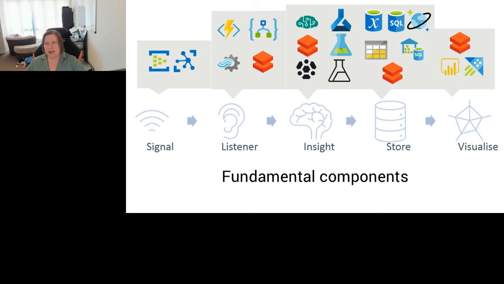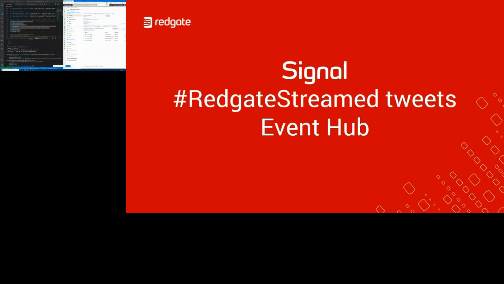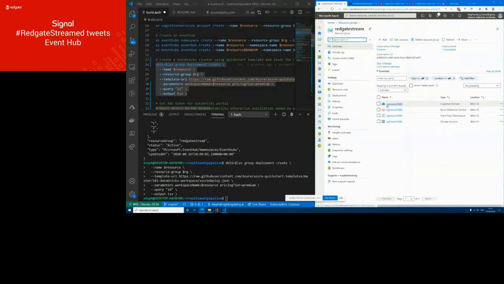Okay, so we're going to go back to some more demo. Now I'm going to share my entire screen so that we can check out what's being built here. So far I've deployed a cognitive services resource for part of our insight, our Databricks service, which can act as a listener, our event hubs for getting data, and a storage account for being able to store images and things like that.